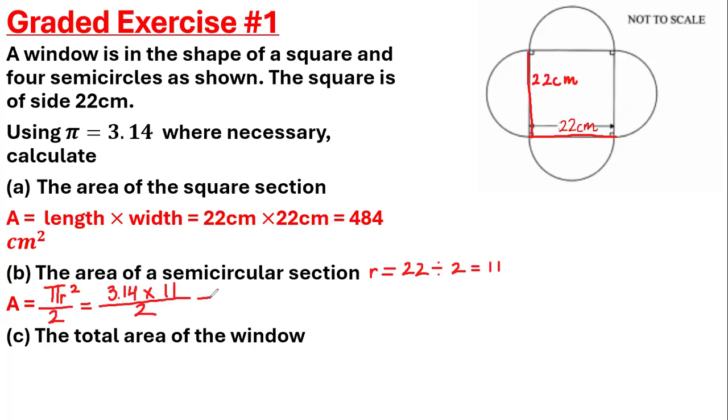So it's going to be equal to, what is 3.14 times 11? That's going to be 34.54, all divided by 2. So we half it. What is 34.54 divided by 2? So we're going to divide it by 2.